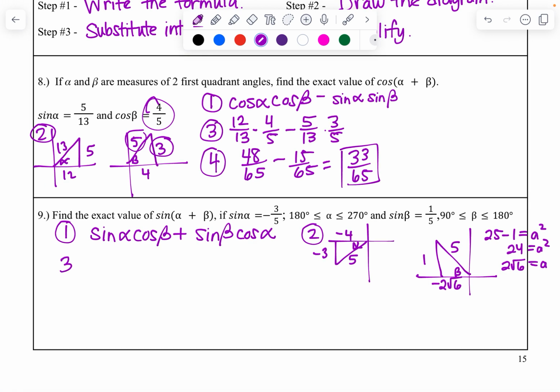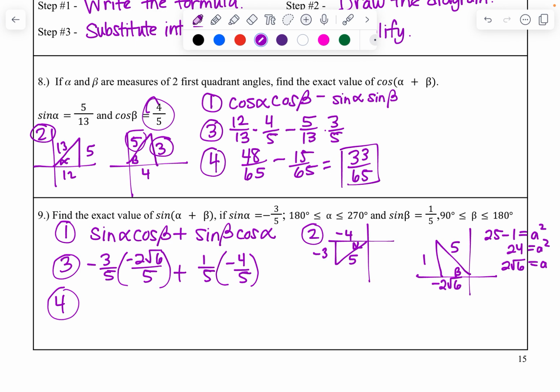So now we can plug into our formula. So the sine of alpha they gave us was negative 3/5. Cosine of beta, so if we come over here to beta, cosine is negative 2 square root of 6 over 5. Plus the sine of beta they gave us in the problem, that's 1/5, times the cosine of alpha would be negative 4 over 5. So really using our reference triangles here to find these values.